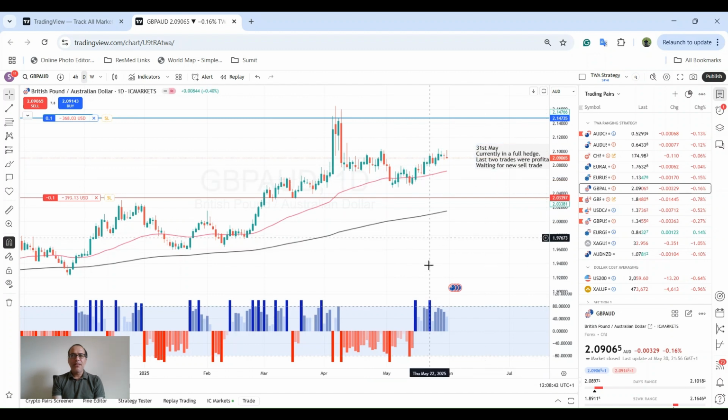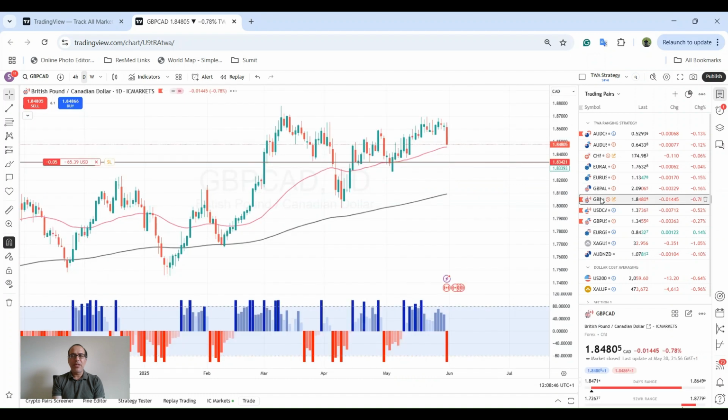The pound CAD, we are in one trade, which is a sell trade, which came in a few weeks back, and that didn't go in our favor. Of course, we made money on the previous buy. There's a new sell trade for Monday, which we will take, which has come up in the way indicator.